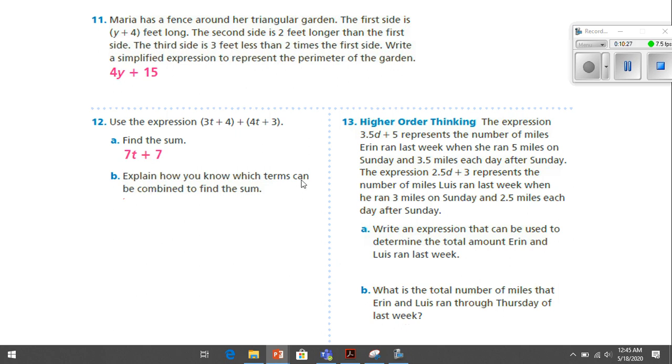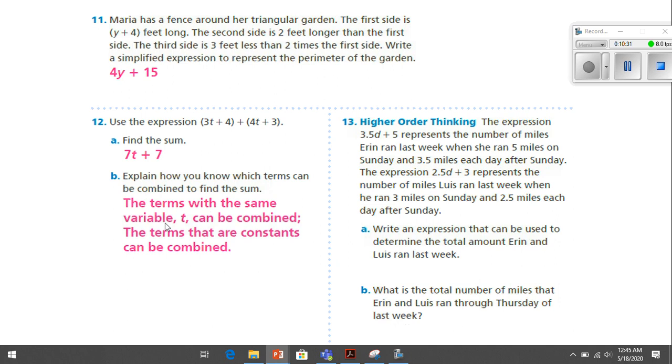Explain how you know which terms can be combined to find the sum. Well, the terms with the same variable t can be combined. The terms that are constant can also be combined. The constants are the numbers, and nothing's going to change on them because they don't have a variable that you multiply to. So that number is always going to be exactly what it is.